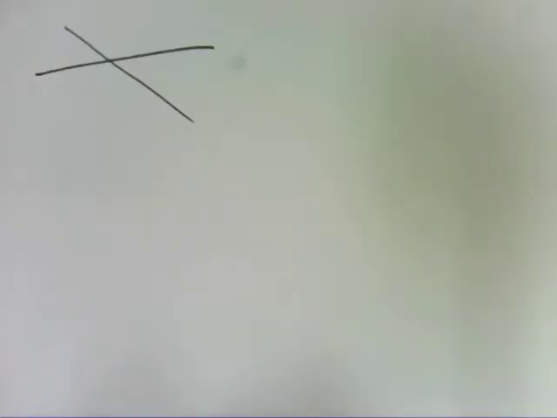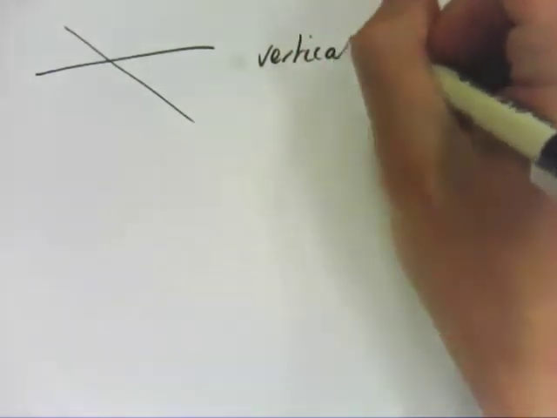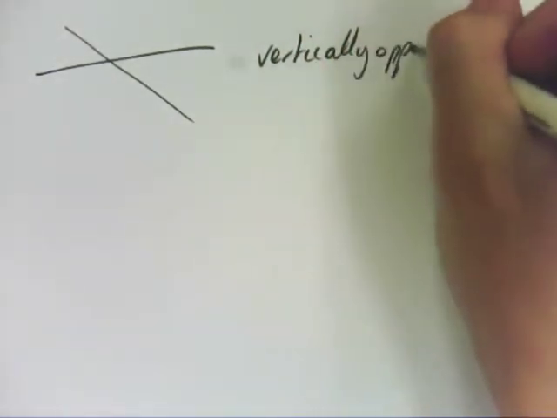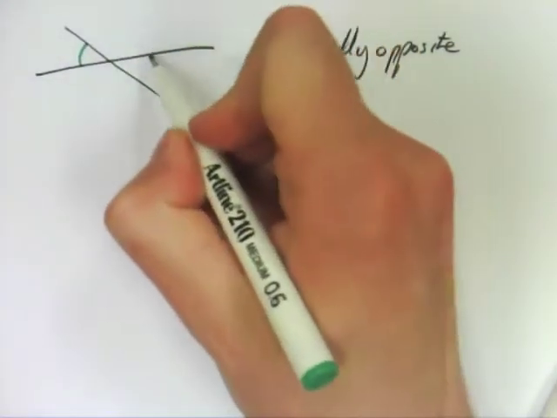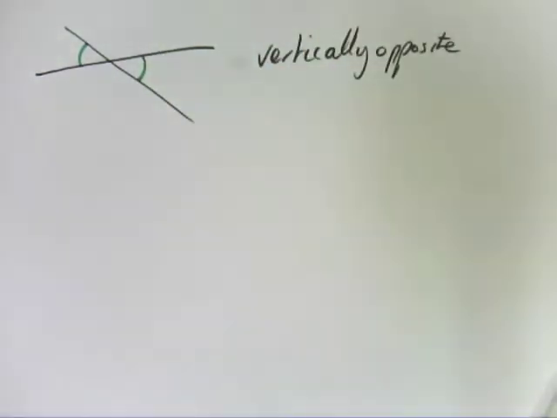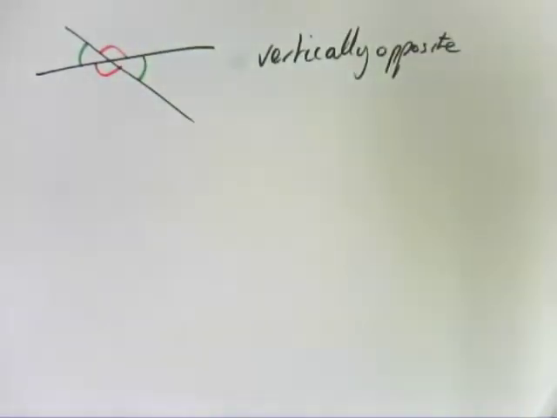If you have 2 lines crossing over, then these are what we can call vertically opposite angles. Okay, so I'm going to grab some different colours here. This angle here is exactly the same as that angle there, while this angle here is exactly the same as that angle there.